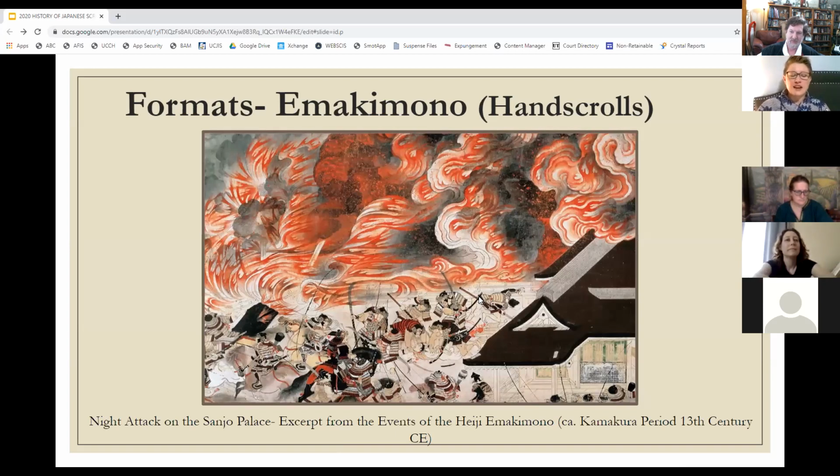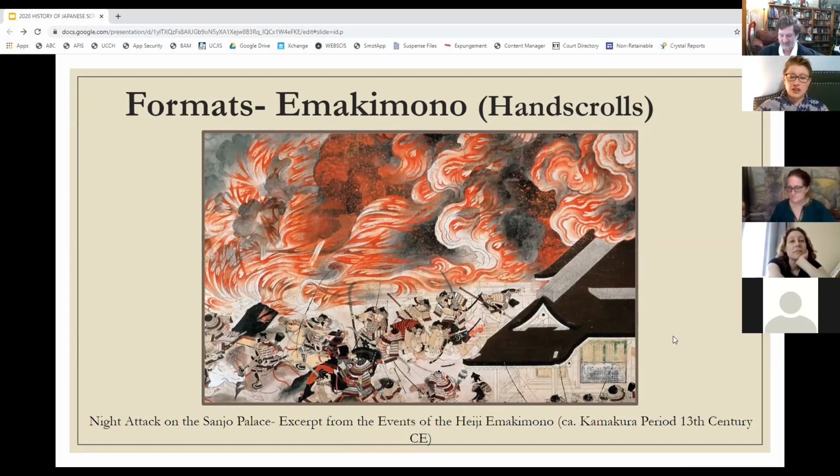This is the night attack on the Sanjo Palace. What I really like about this, besides the fact that there are people fighting in it, because who doesn't like to see fighting, is the movement of the fire that's going on there in the background. You can see that there's ash and spark and smoke. The way that the smoke rolls, the different colors and textures of it, it's really cool. They really capture how that looks, and it's really beautiful, I think.